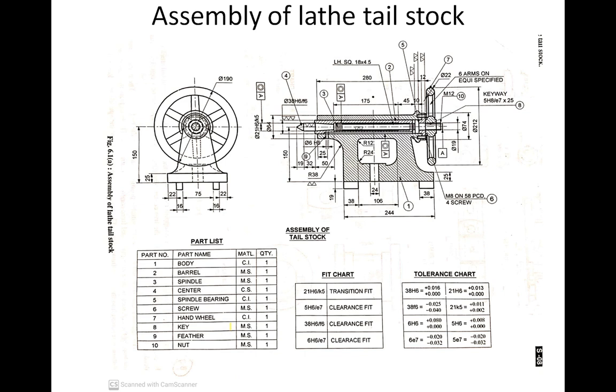First part is body. This body is made up of cast iron and this is the main part. Then next is barrel. This is part number 1, called as body. Then this second part, that is part number 2, is called as barrel. So this barrel will fit into the body.